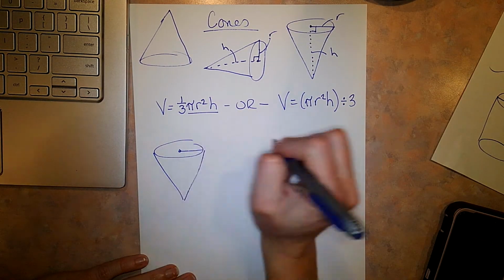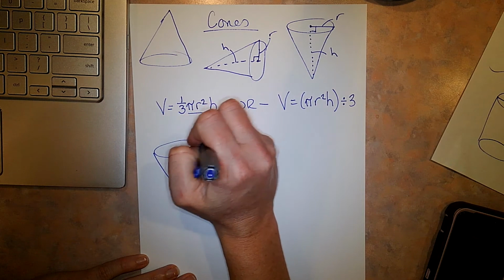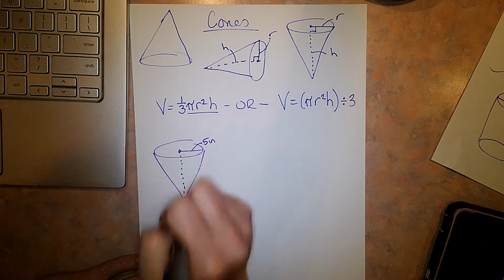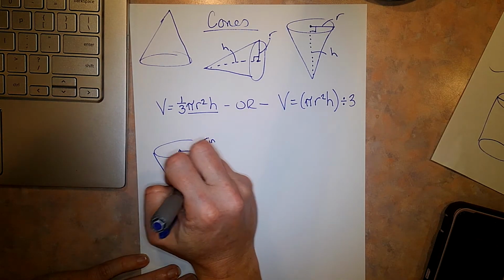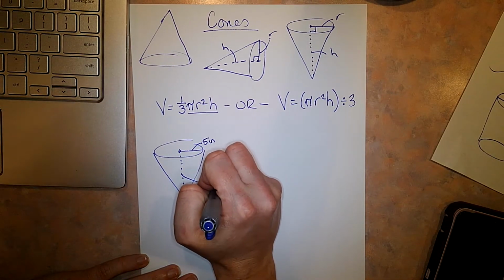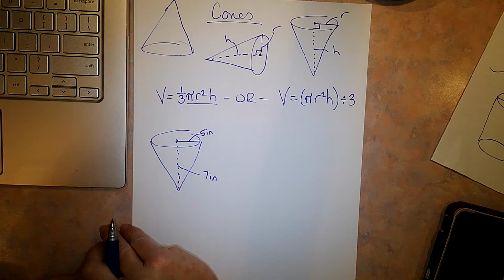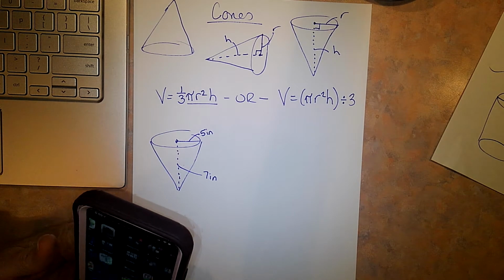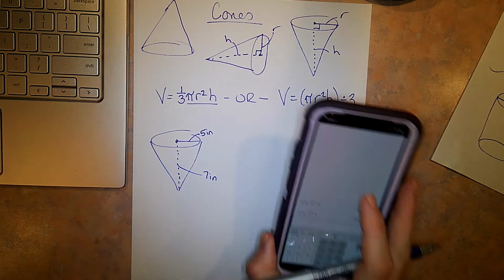So now I'm going to have a radius of, let's say, 5 inches. And then I'm going to tell you the height of our cone here is going to be 7 inches. So just like yesterday, we're going to use that formula. Let me pull up my calculator.